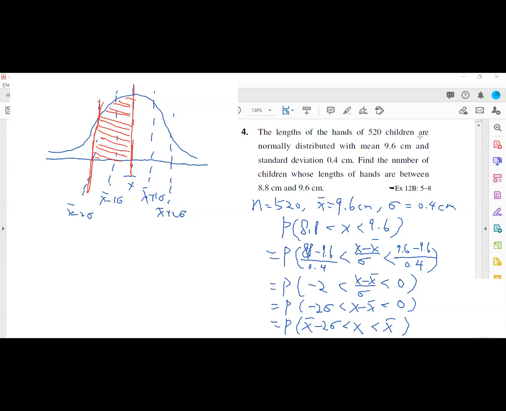Okay, and the width of 1 sigma will be 68%, and then the width of 2 sigma will be 95%. And this time, the red part is actually half of 95%. Can you see this? Okay. So it is just equal to 95% divided by 2. So that is equal to 47.5%.